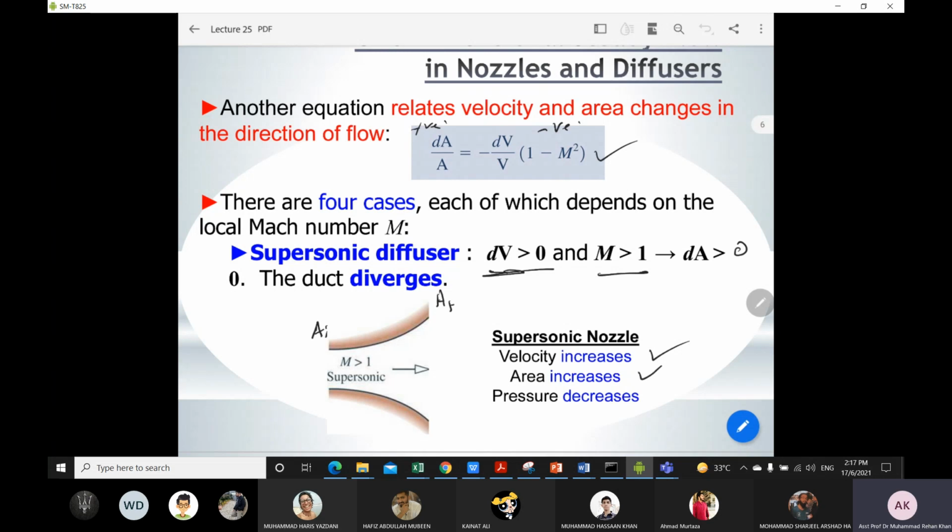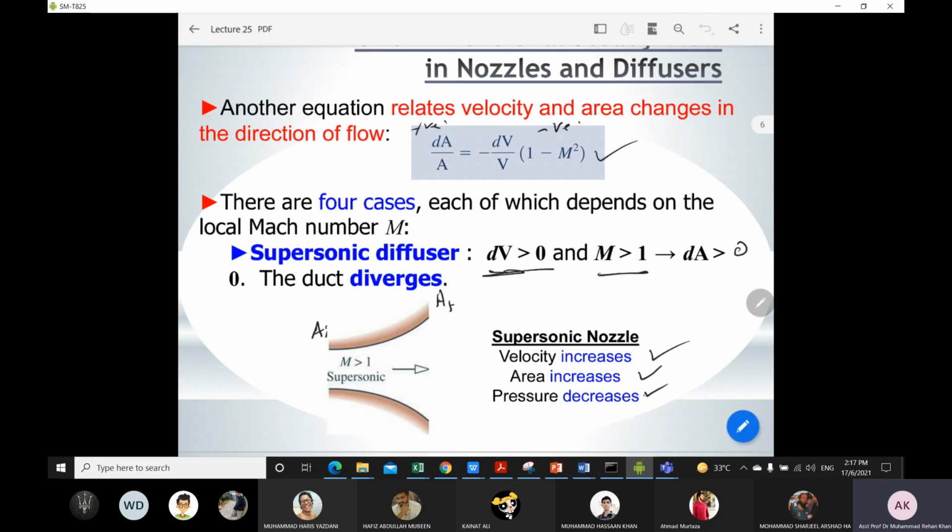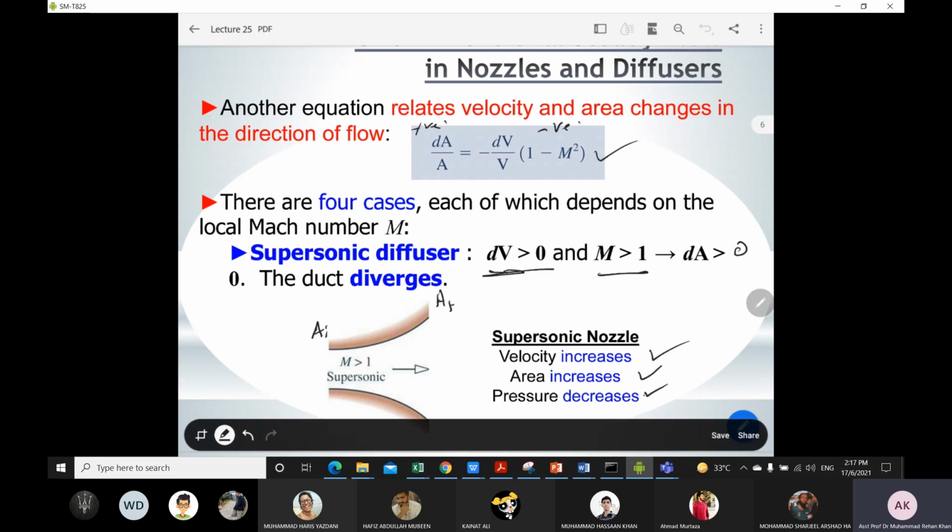Then area increases because dA is greater than 0. Pressure decreases, as we already discussed in the previous slide, that if your velocity increases, your pressure decreases, or you can easily figure it out from the other relation, that is dA by A is equal to dP by rho v square times (1 minus Mach square). And if your pressure decreases, so your temperature also decreases and density also decreases. And if velocity increases, the Mach number also increases at the outlet. Okay, so this is the case for the supersonic diffuser.